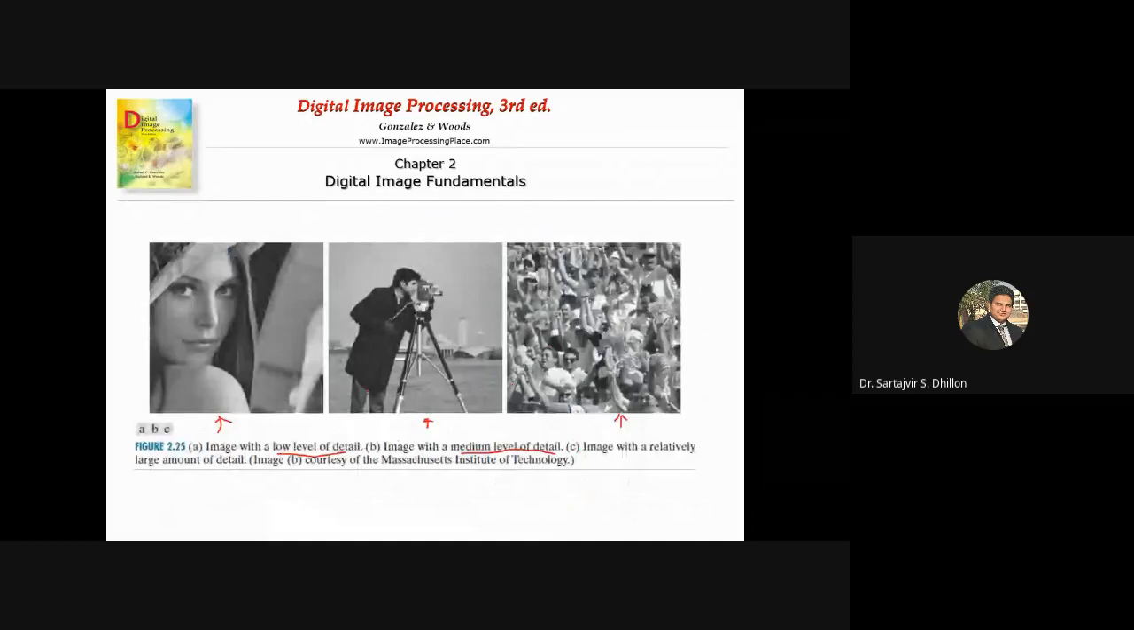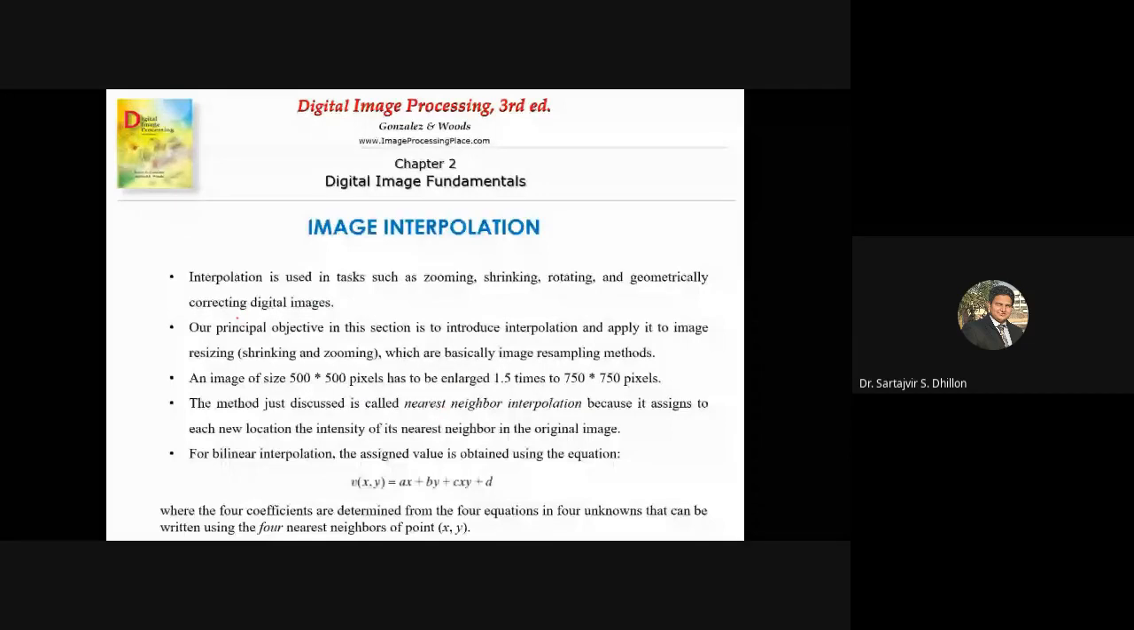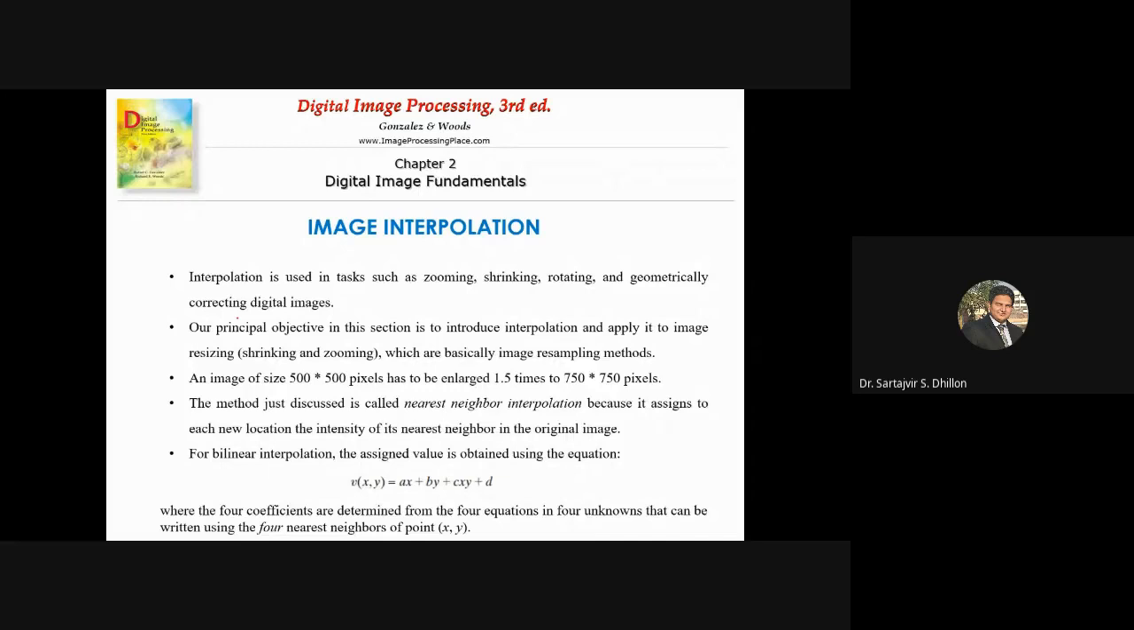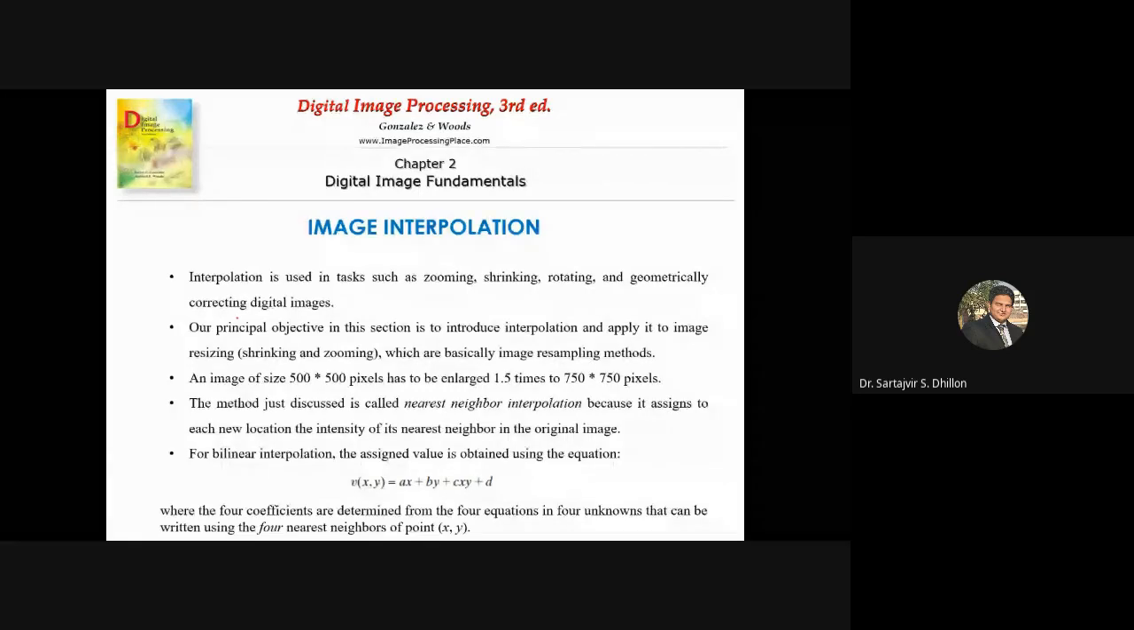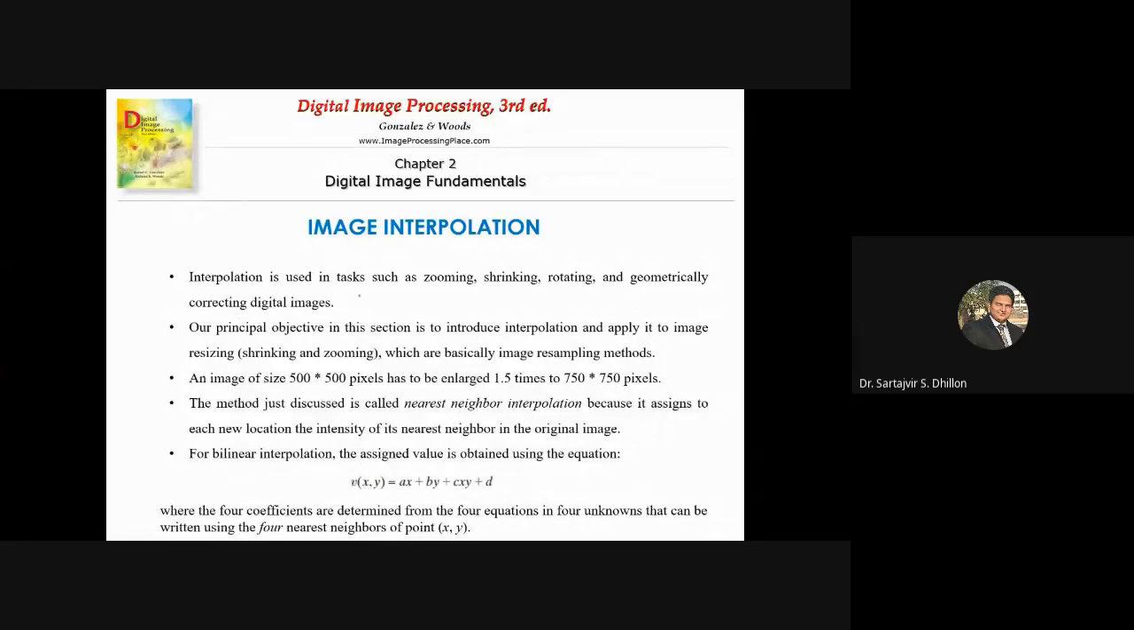And now the next important topic in our digital image processing is image interpolation. Interpolation is used in tasks to zoom, shrink, rotate, and geometrically correct digital images. The basic principle involved in resizing, which involves shrinking and zooming, is based on the resampling method.